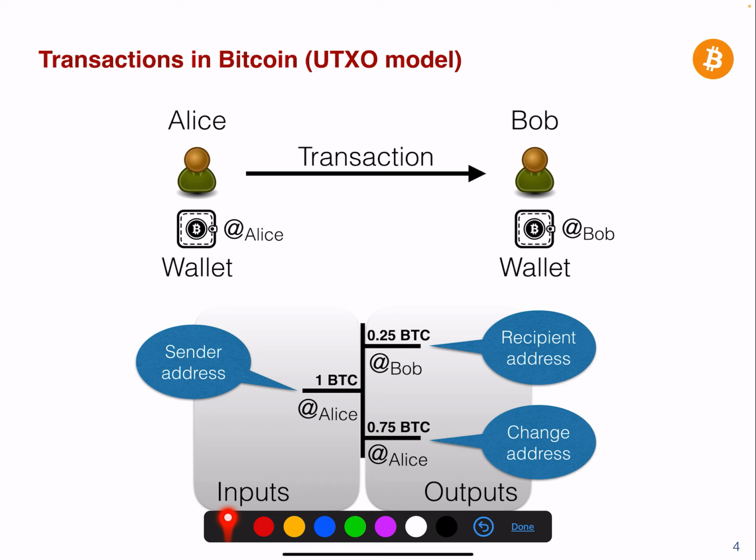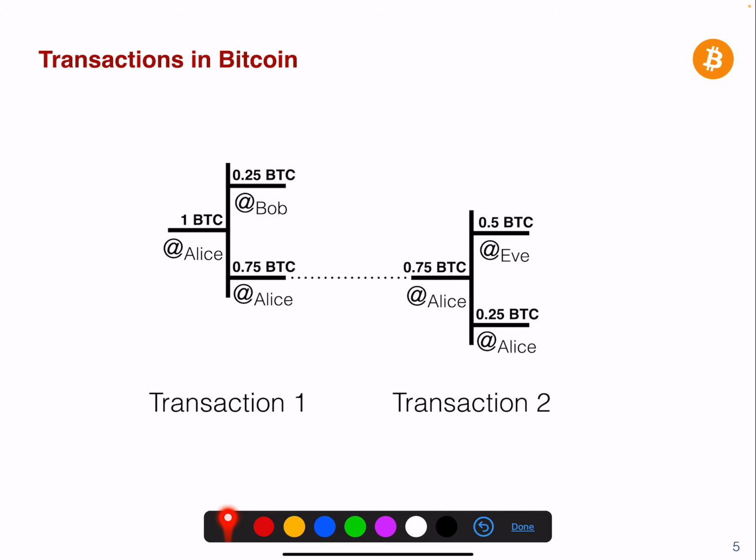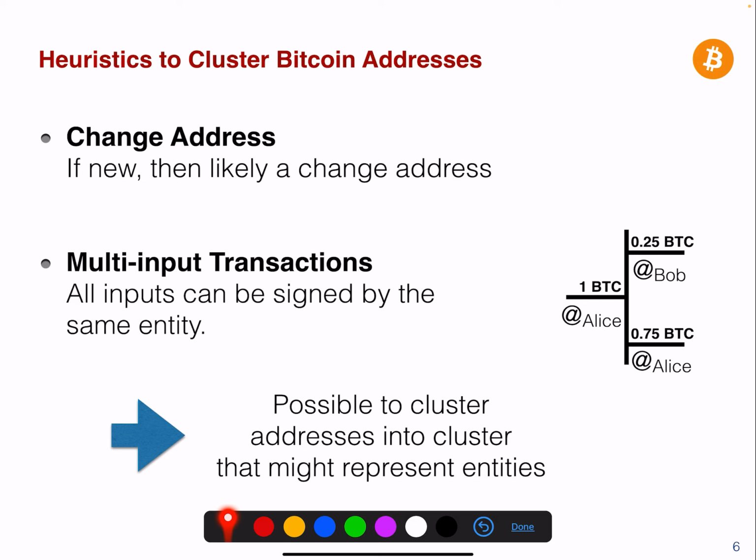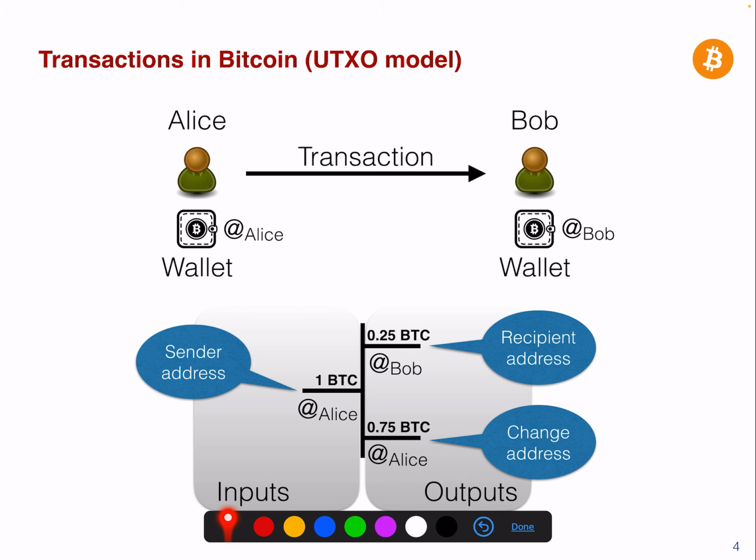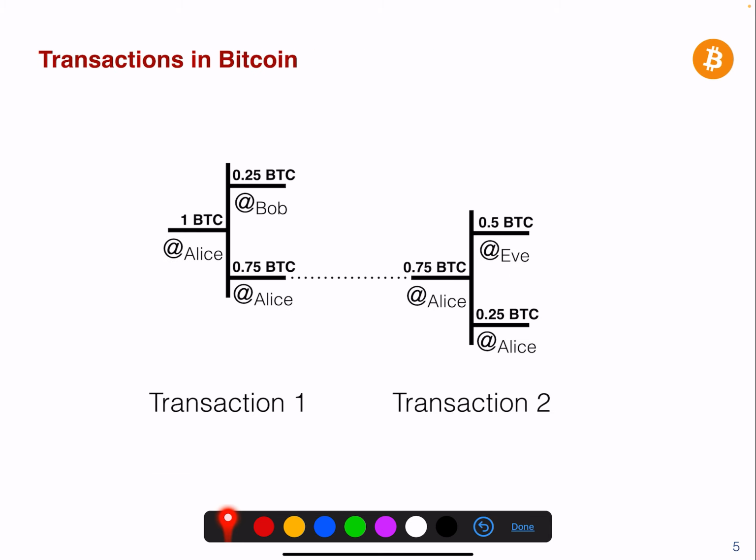So transactions in the Bitcoin network follow the unspent transaction output model, as we know, right? So we have n inputs and m outputs here. We have a sender address, we have a recipient address, and we have a change address. And these are linkable and traceable, right? Because everything is public and we know where the money flows. So if we have transaction 1 and transaction 2, we can follow this particular stream.